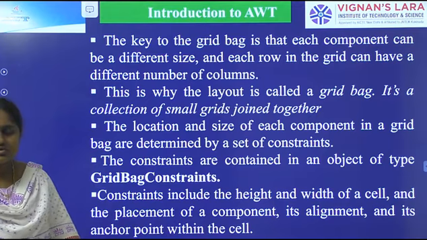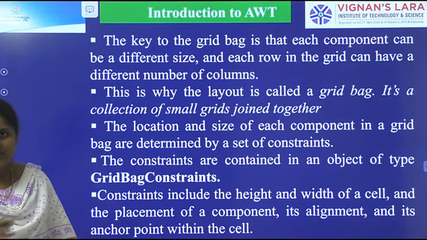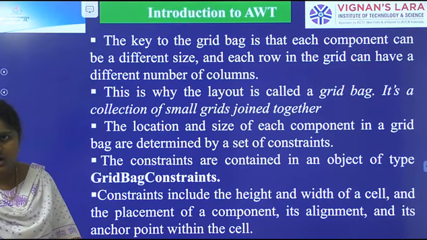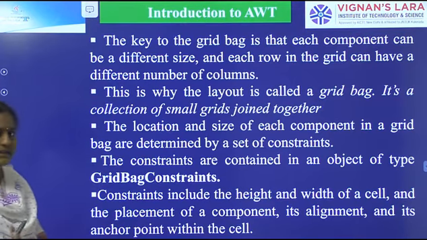Small cells are there, so we can join them as one cell. We can combine two rows into one row or two columns into one column. So we can easily combine them together.